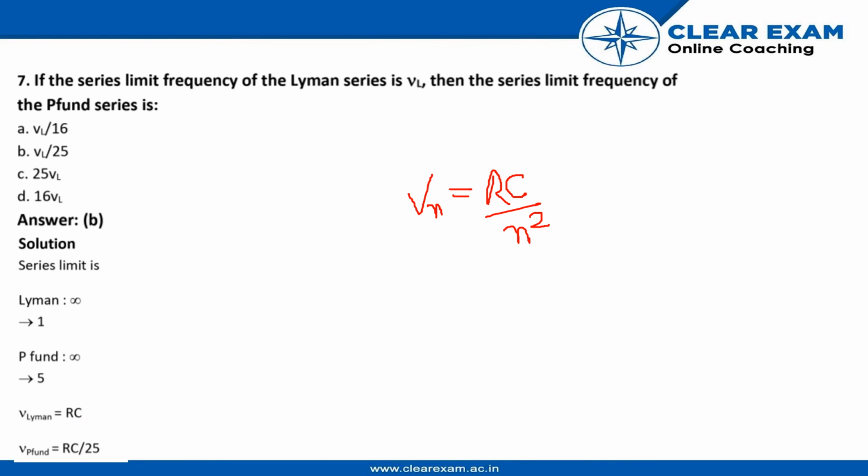From this equation right here, we substitute V Lyman in this equation, thus giving us the value V Pfund is equal to VL by 25, which is this option. So option B is the correct answer.